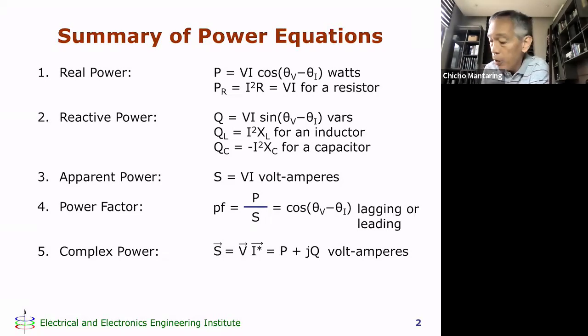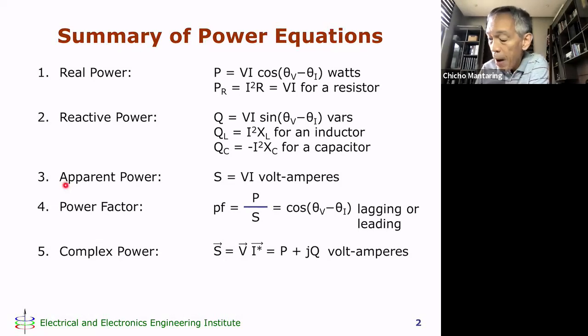Then we took up reactive power, the symbol for reactive power being Q. The formula for Q is RMS voltage times RMS current times the sine of the phase angle between the voltage and current. The unit for that is volt amperes reactive, or VARs. For an inductor, the reactive power is equal to the RMS current squared times X_L. And for a capacitor, it is the negative of the RMS current squared times X_C.